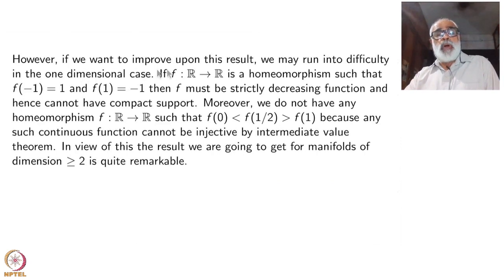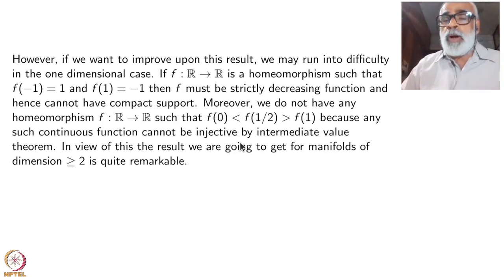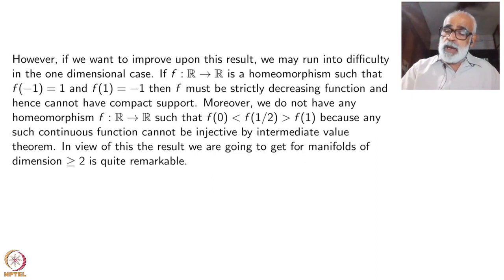So, if we want to improve upon this result, we may run into difficulty in the one-dimensional case. Improve upon this means, instead of 2 points, suppose you have a 3-point set and another 3-point set. Can you map that? If F is a homeomorphism such that F(-1) is 1 and F(1) is -1, then F is a strictly decreasing function and hence we cannot have compact support. Moreover, we do not have any homeomorphism F from R to R such that F(0) is less than F(1/2), bigger than F(1). All that I am telling is a homeomorphism has to be either monotonically increasing or monotonically decreasing. Therefore, if you start with more than 2 points, you will have to take them in order. You can't just shuffle them.